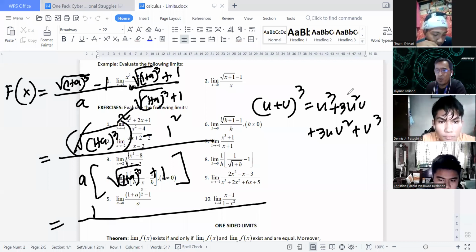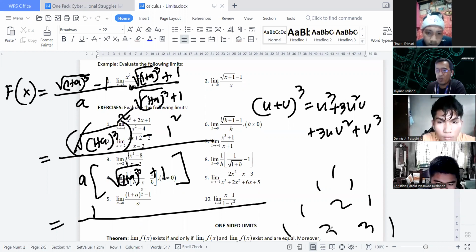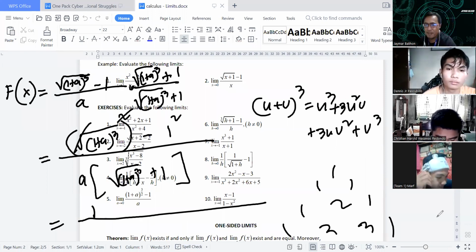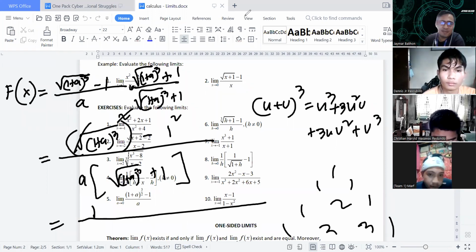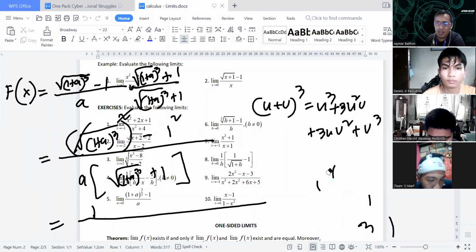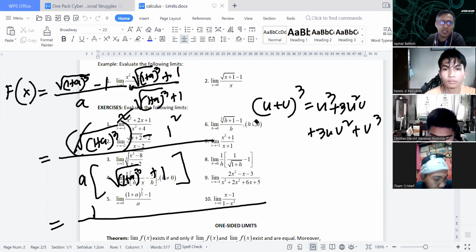The exponent of u is decreasing. The exponent of v is increasing. And use the coefficients 1, 3, 3, 1. Remember? Yes, sir. Use Pascal's triangle.